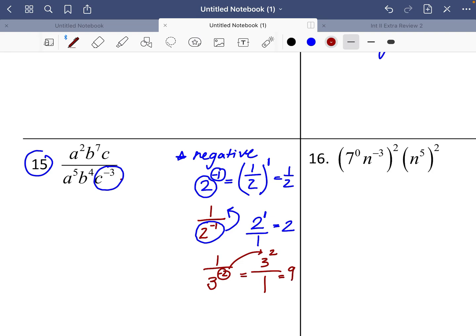In this case, c to the negative third power in the denominator, you're going to move it to the top. So let's see, I'm going to copy everything down.